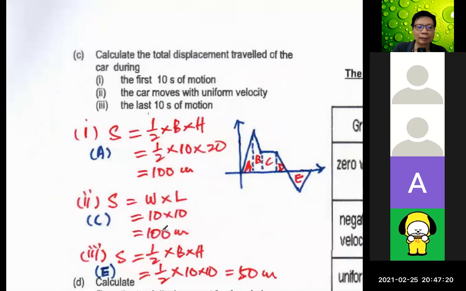Okay. And the last one, the last 10 seconds, is here, a triangle, right? Half times base times height. Base is 10. The height is also 10, okay? So you get 50. So you have 3 already. A counted, C counted, E counted. So you have this answer here. Okay, copy now.